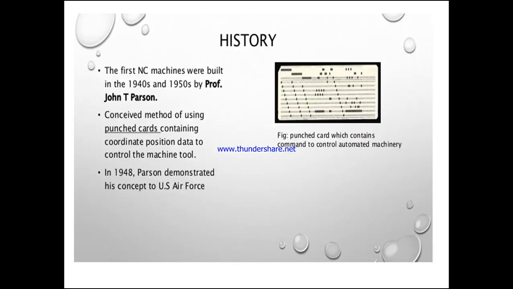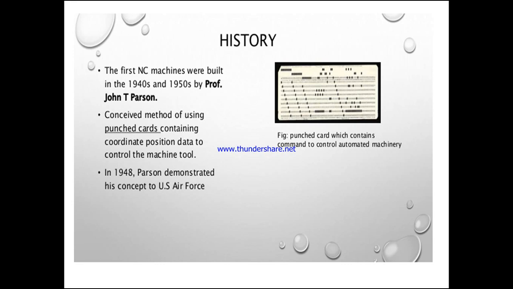So when we talk about the history, NC machines, that is the numerical control machines, were built in the 1940s and 1950s by Professor John T. Parsons. So that is a conceived method of using punched cards.